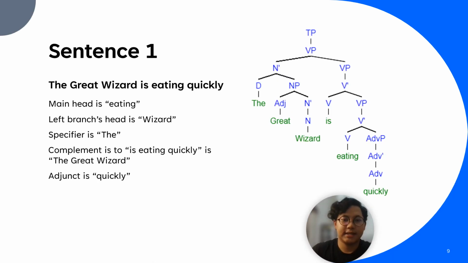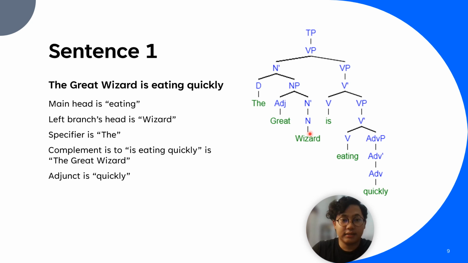So here is the first sentence. This is to illustrate what I've just talked about. For the first sentence, I've chosen "The great wizard is eating quickly." So let's focus on the left branch. Here the main head will be wizard because that is what the phrase is talking about. Now, depending on where the sisters are, they are called different names. If a sister appears before the head, we call it a specifier. It gives more info about the head. So this is the left branch. This is the head, wizard.